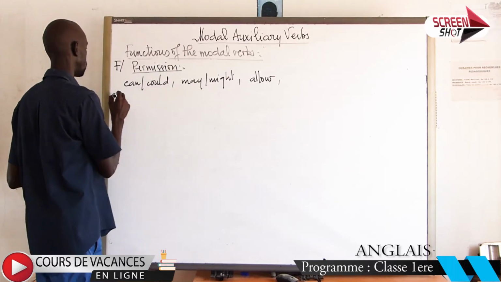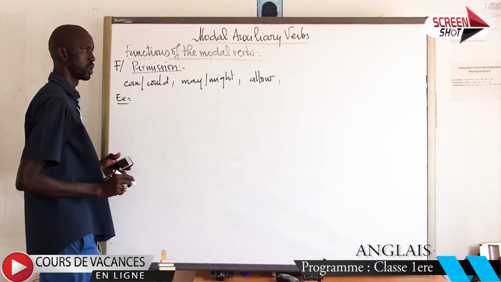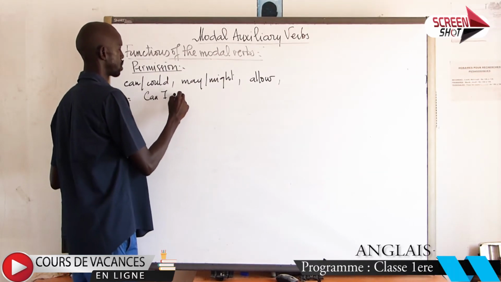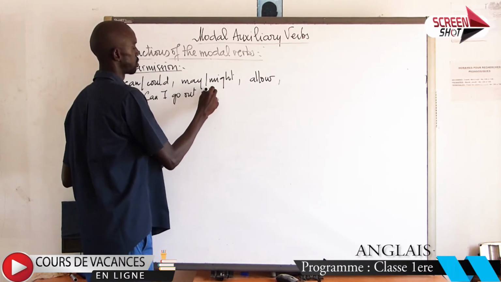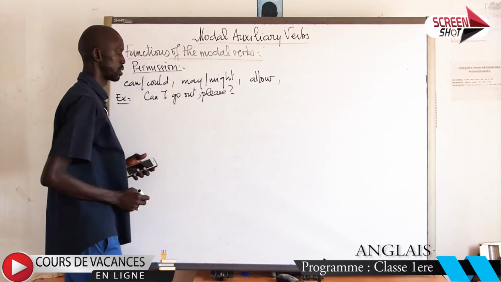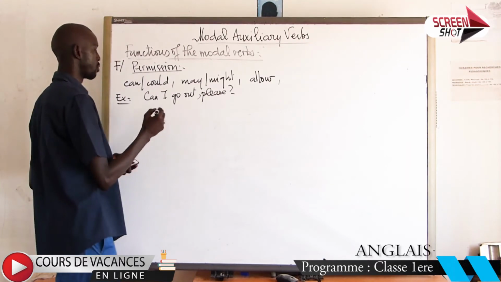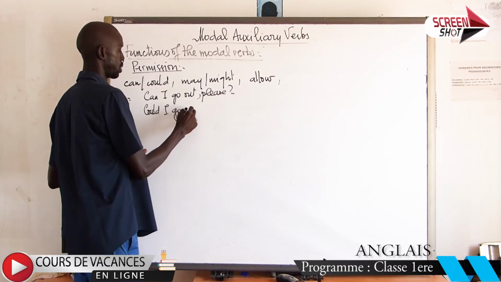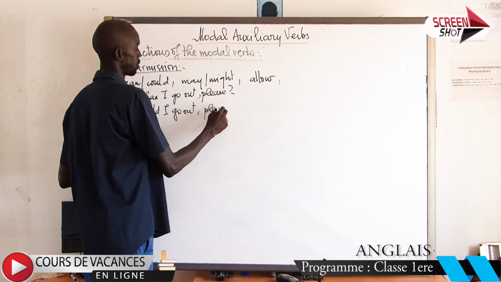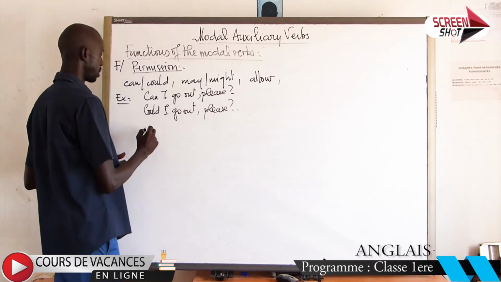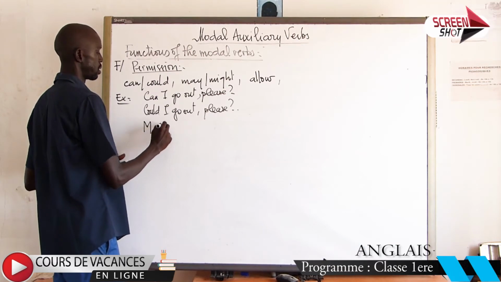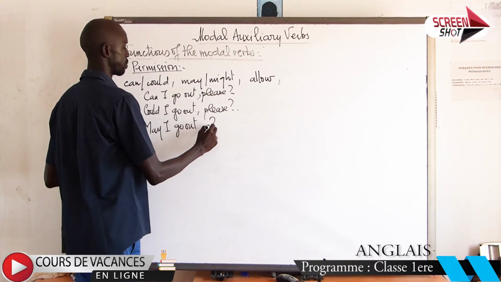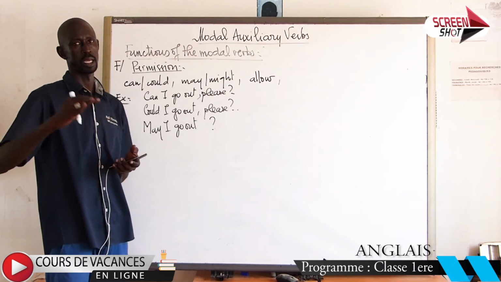Allow. For example, here, the student who wants to go out can say, "Can I go out, please?" "Sir, can I go out, please?" There are some others who say, "Could I go out, please?" And then others say, "May I go out, please?" To show you that there is degree.